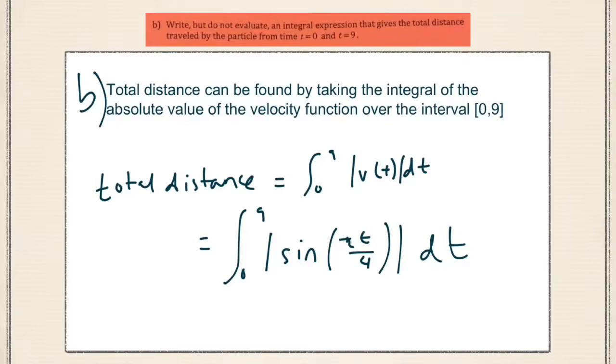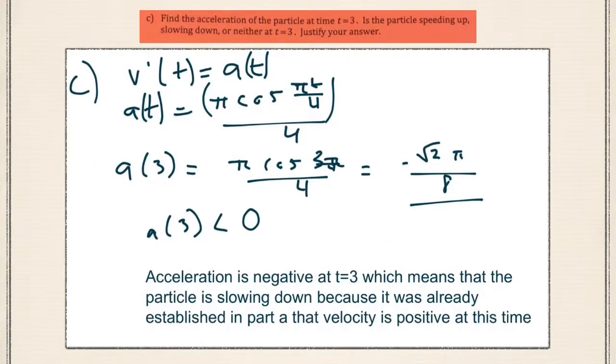Part B, you just have to find an expression to find the total distance. Now all you have to do to find the total distance is just take an integral from 0 to 9 of the absolute value of the velocity. So, that's the expression. Part C of the problem asks you to find the acceleration at t equals 3 and then decide whether the particle is speeding up, slowing down, or neither.